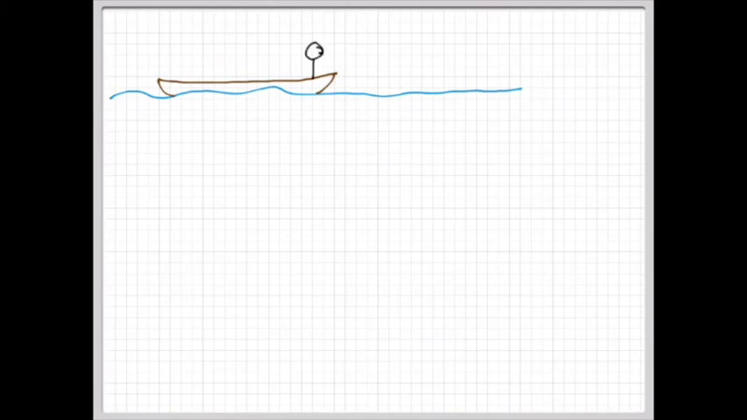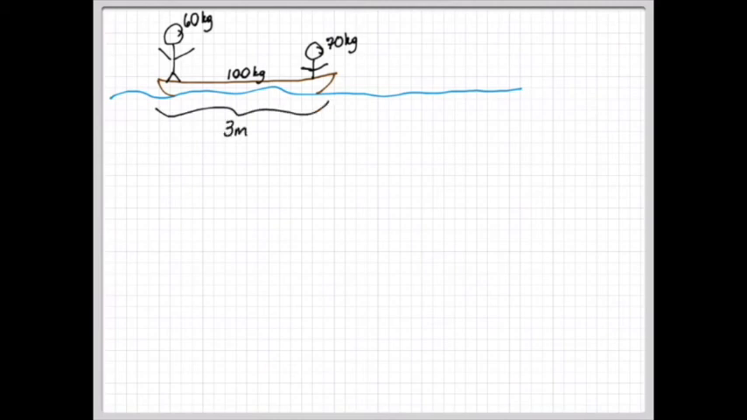So let's see, we want to put one of them at one end of the boat. We'll have the other one at the other end of the boat. Okay, and we'll give the boat some dimensions. First, the person on the left is 60 kilograms. The person on the right we'll say is 70 kilograms. The mass of the boat is 100 kilograms. And we'll say the length is about 3 meters. So now if the whole system's at rest, let's find where the center of mass is.